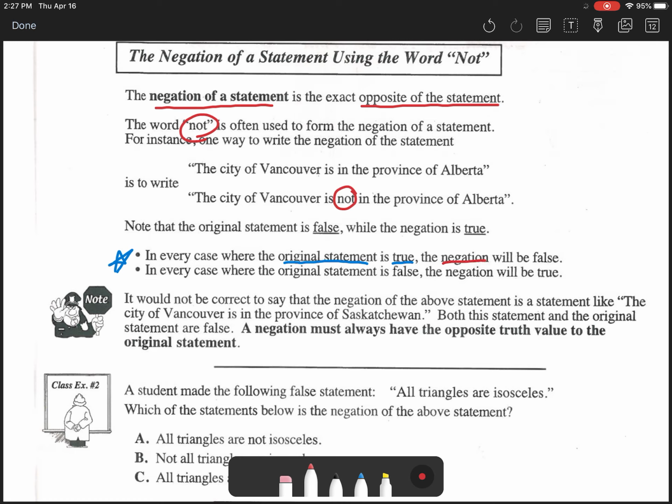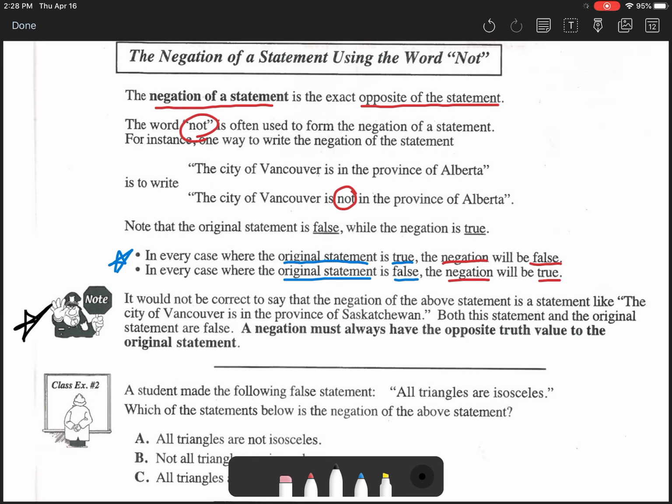Okay, so that leads us to a couple of important points here. In every case where the original statement is true, the negation will be false. In every case where the original statement is false, the negation will be true. So the original statement and negation are always opposite.